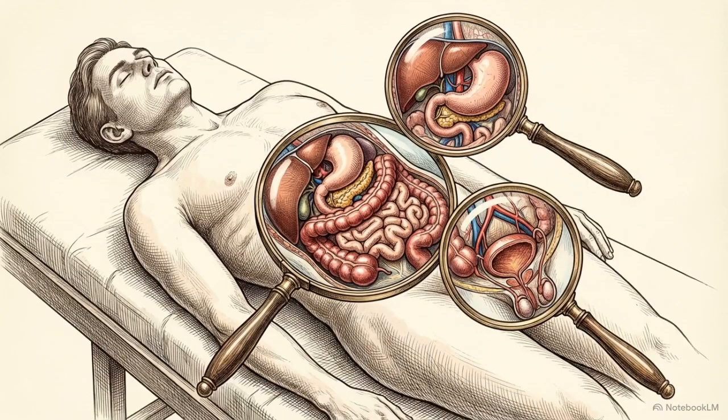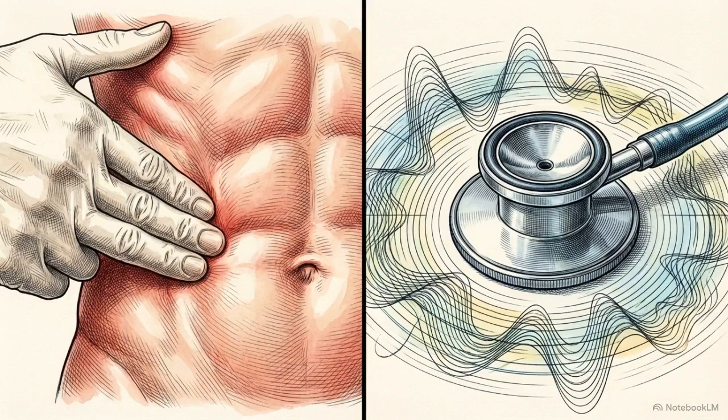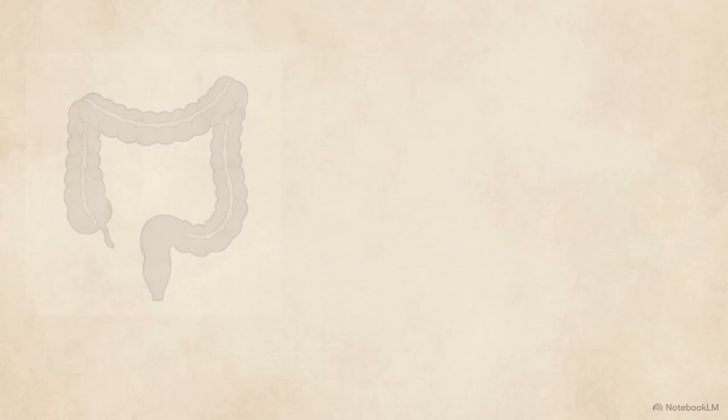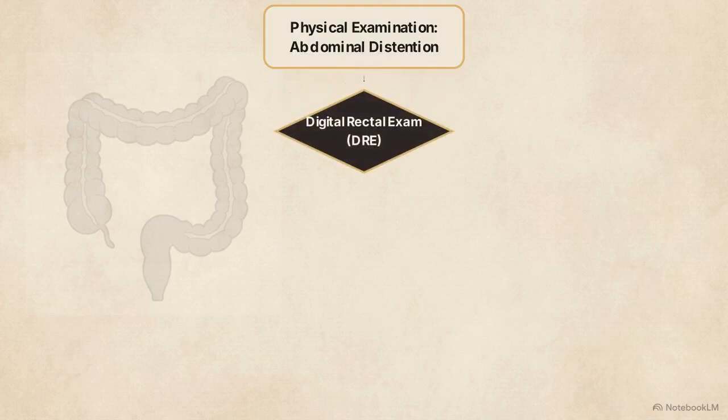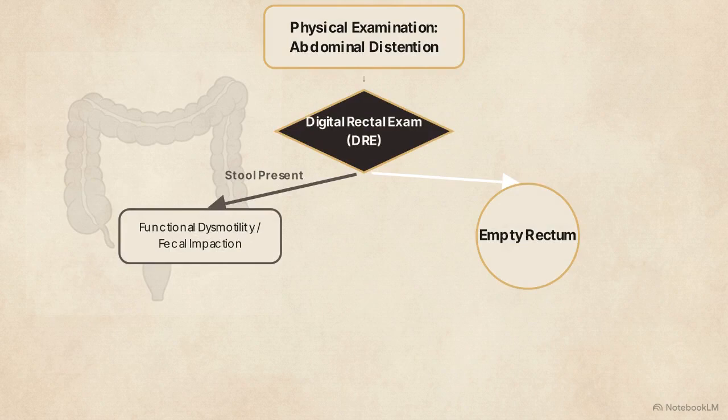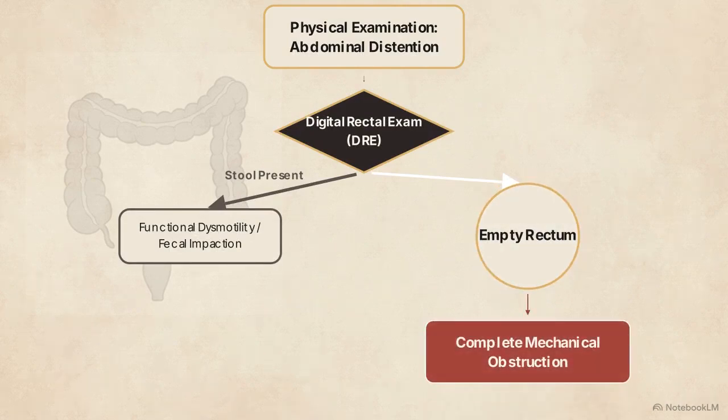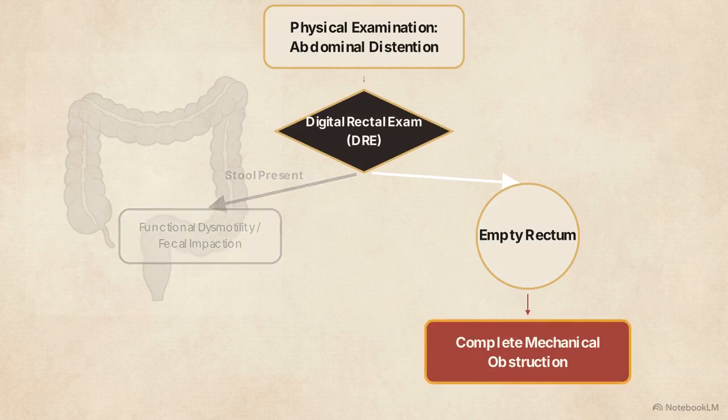On the physical exam, the candidate needs to confirm findings that suggest a mechanical obstruction. Specifically, they must identify a tympanic, drum-like sound upon percussion of the abdomen, accompanied by hyperactive bowel sounds on auscultation. This diagnostic decision tree maps out the physical exam pathways. An empty rectum finding acts as a critical divergence point. Confirming the rectal vault is empty isolates a complete mechanical obstruction from general functional dysmotility.